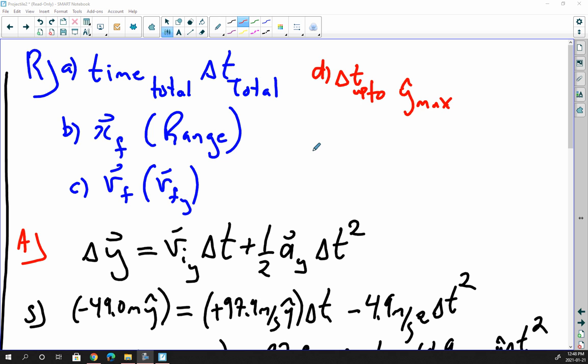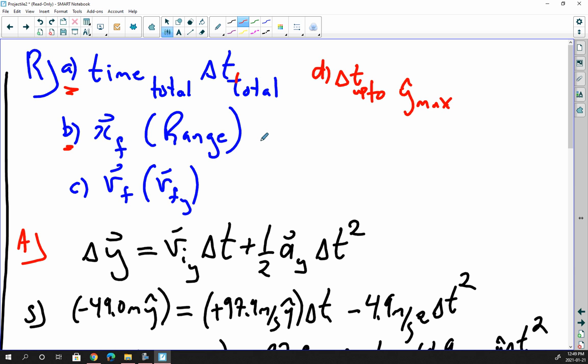So here we're using GRASP, remember, R for required. What do they want us to calculate? Well, one of the things I'm going to ask you to calculate is the total time. That's from when it is launched from the top of the cliff till when it gets to and impacts the ground. So we're going to call that time delta T total. That's required A.